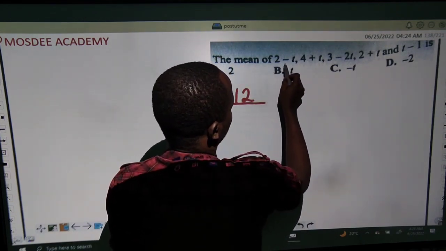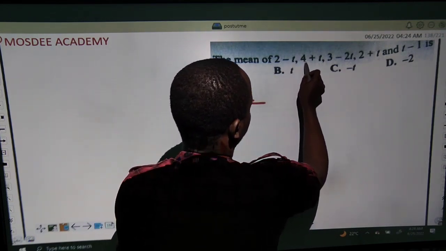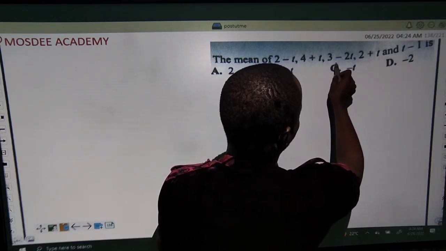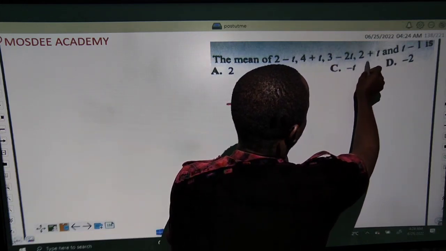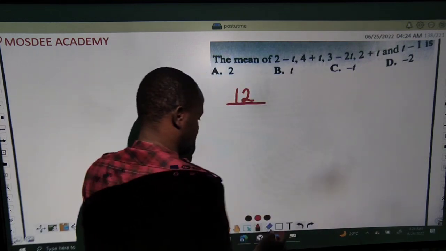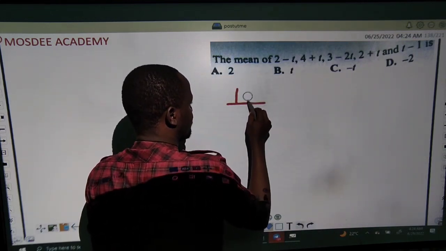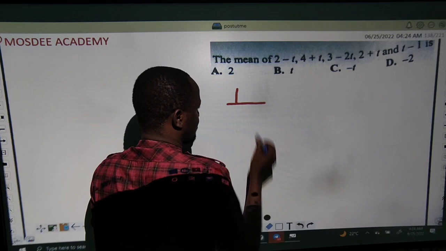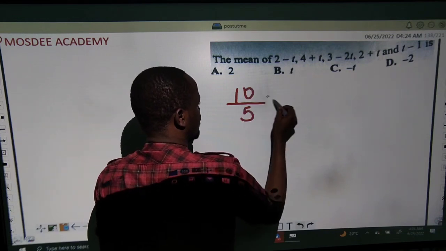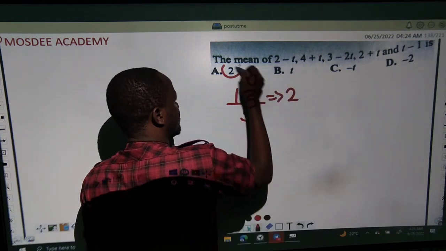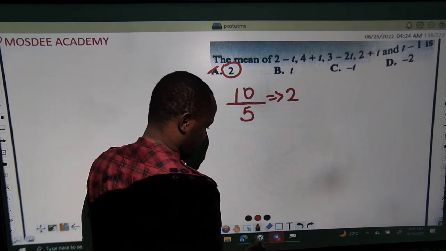I'll count again. 2 minus t, 2 plus 4, 6. Plus 3, 9. 9 plus 2, 11. 11 minus 1 is 10. That is where the mistake comes from. That's 10. And if you have 10 over 5, which is 2, there's nothing to solve here. That's because we are doing speed solution.